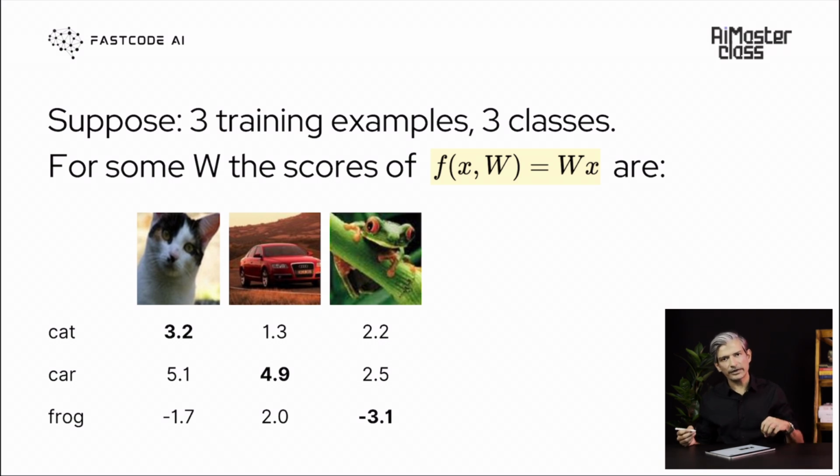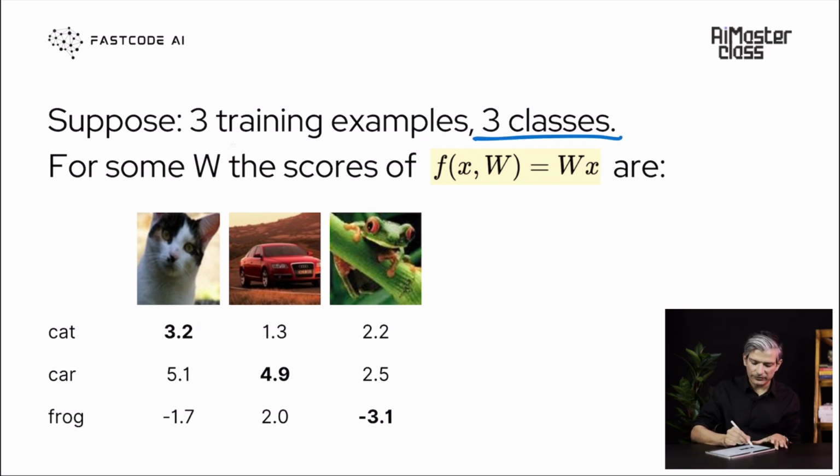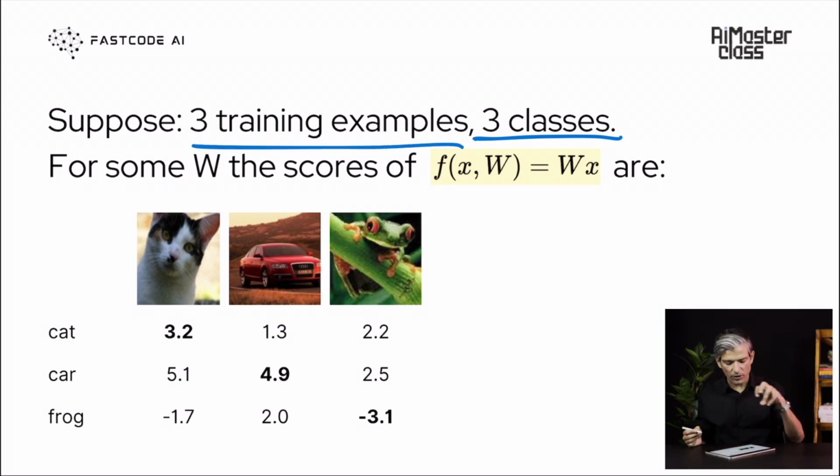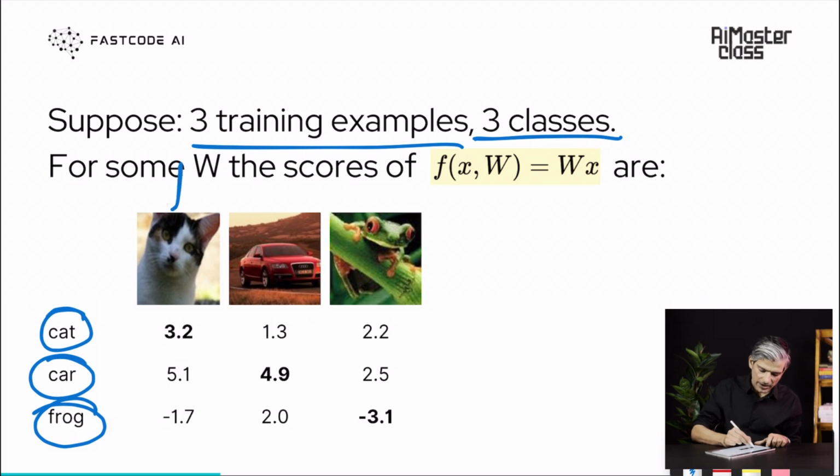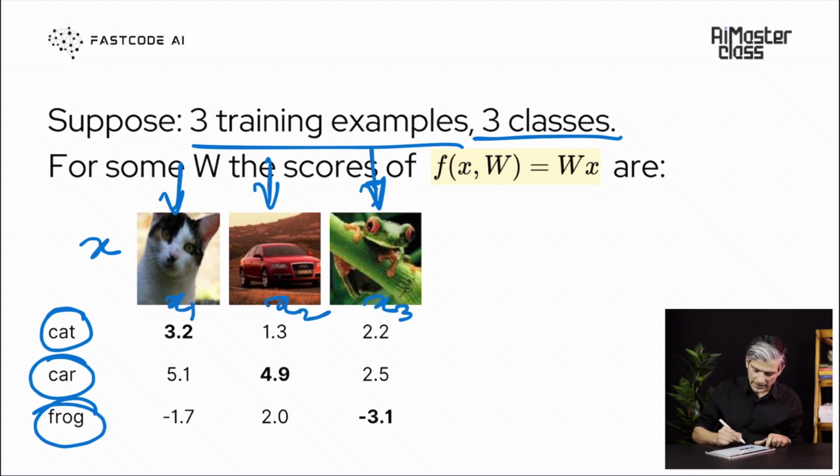Now, to be able to learn it, let us first think of a simpler example. Instead of 10 classes, let's just say we have 3 classes and we have only 3 training examples. So, we start with just 3 training examples of these 3 classes. Our classes are cat, car and frog. And these are our 3 training examples. So, this is our x. Let's call them x1, x2 and x3, and these are our target classes.